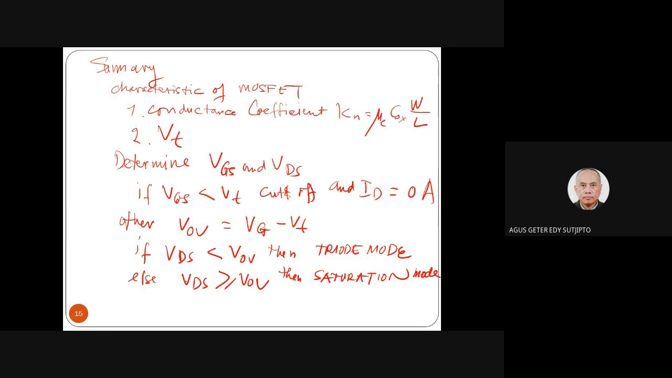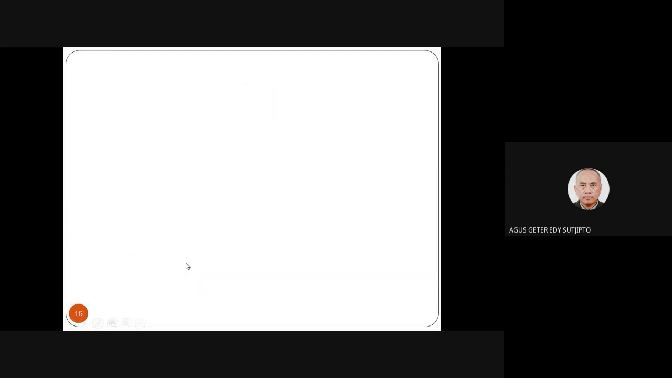Then in saturation mode, we have ID equal to half Kn VOV squared. So this is a function of VGS, as we have explained before.